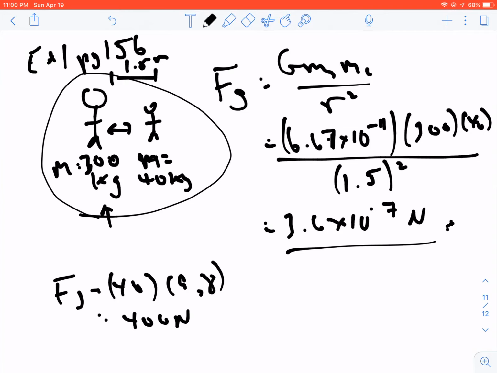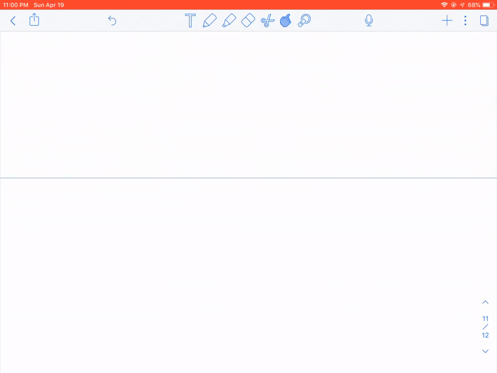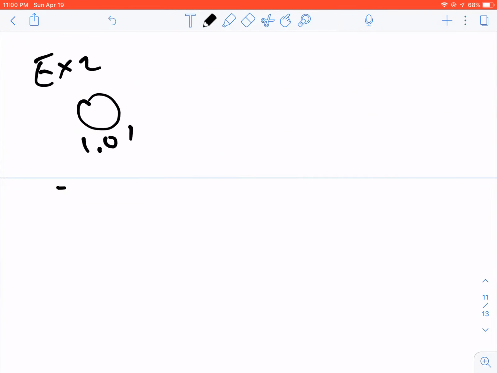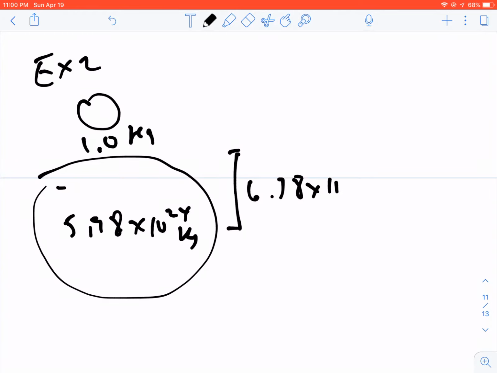Okay. Number 2 says, calculate the force of attraction between a 1 kilogram melon and the Earth. So, example 2. I've got a 1 kilogram melon sitting on the Earth. Right, and Earth is 5.98 times 10 to the 24th kilograms. And the R value here is 6.38 times 10 to the 6.